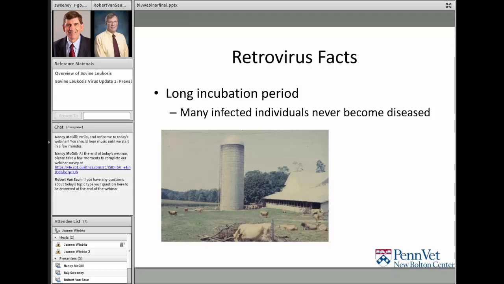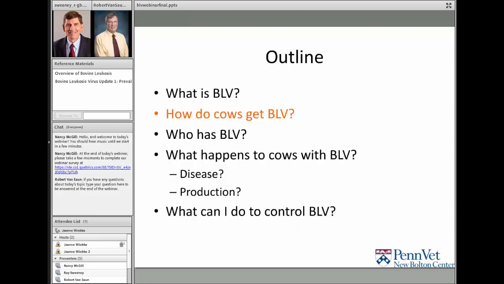And more importantly, in the case of BLV, and I can't emphasize this enough, and you'll hear me say this over and over again this afternoon, many, and I would say most, infected cows never become diseased. With the BLV virus, only about 2 to 3% of infected cows ever get sick with cancer. So even though half the cows in this picture may be infected with the virus, at most maybe only 1 or 2 will ever get cancer in their lifetime. That's an important fact to remember. So that's a little bit of background about the virus.